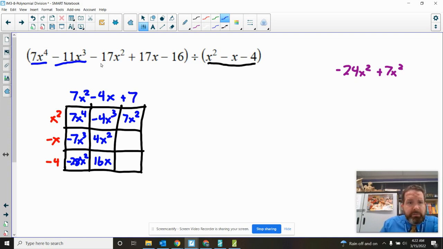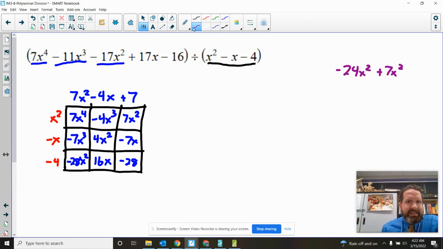Let's now recognize we've got those all taken care of. Multiply to fill these 2 boxes. So 7 times negative x is negative 7x. 7 times negative 4 is negative 28. Okay, now you'll notice here that our grid is all filled in.